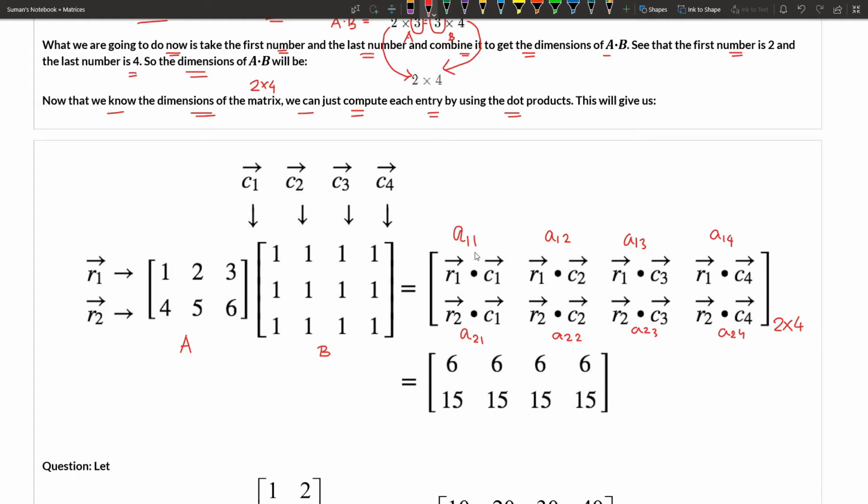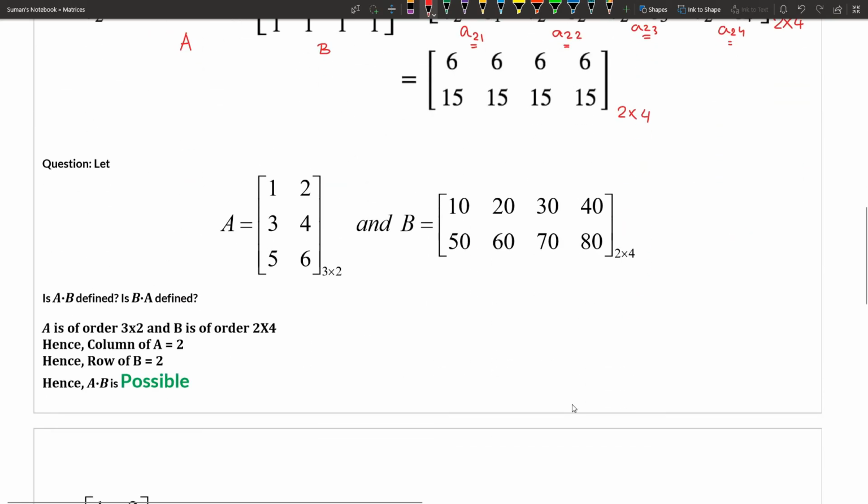R1 C1 A11, R1 C2 A12, R1 C3 A13, R2 C1 A21, R2 C2 A22, R2 C3 A23, R2 C4 A24, and finally after calculation we are getting the resultant matrix as 6, 6, 6, 6 according to the first row and 15, 15, 15, 15 according to the second row.